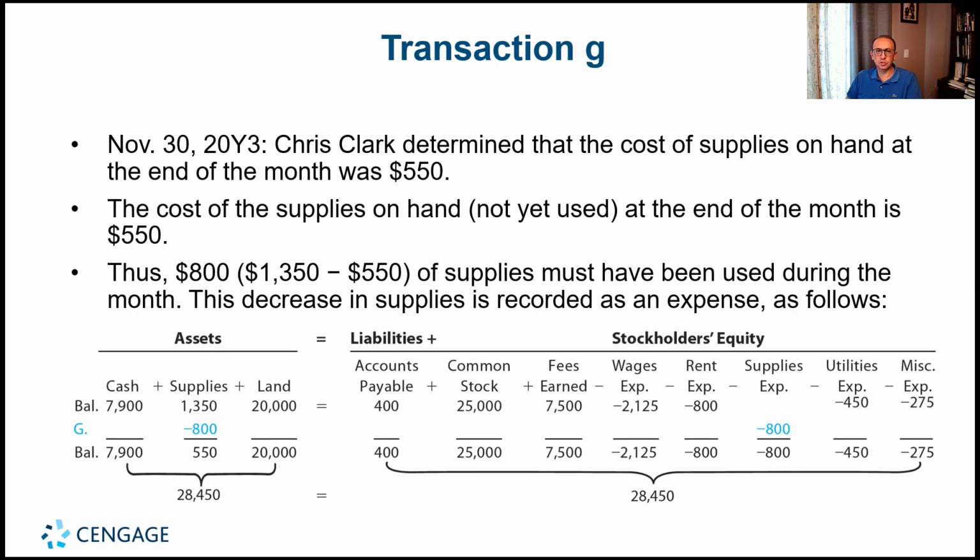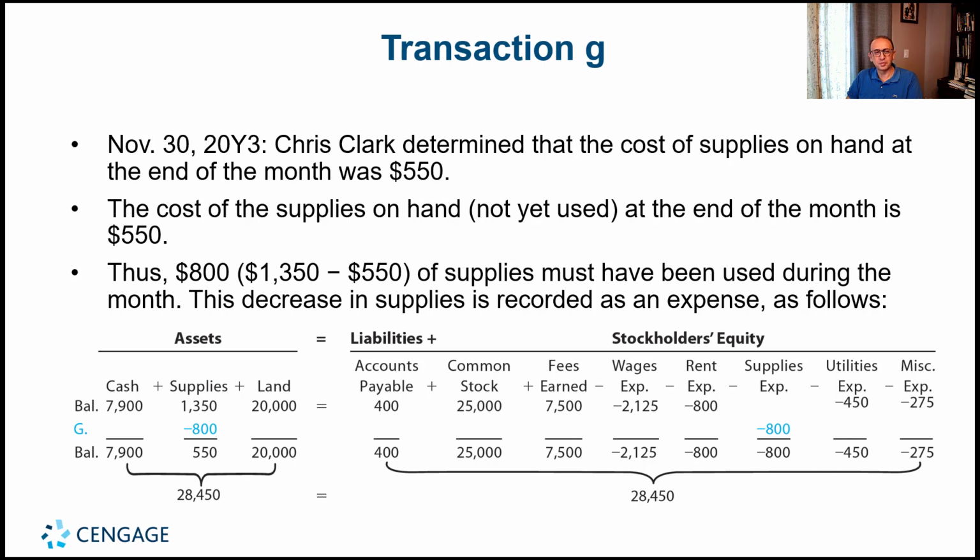Now let's see transaction G. On November 30th, year 3, Chris Clark, who's the owner of this business, or the investor in the business, determined that the cost of supplies on hand at the end of the month was $550.